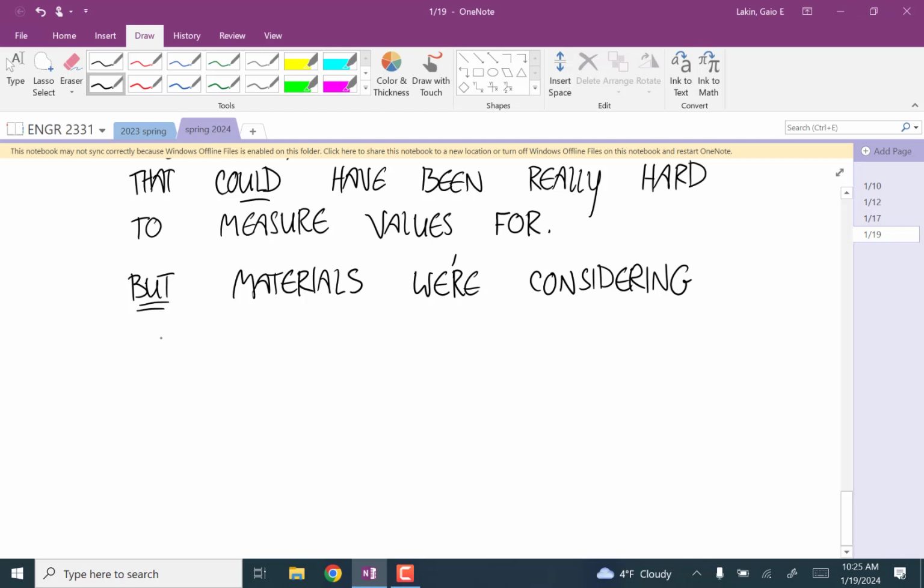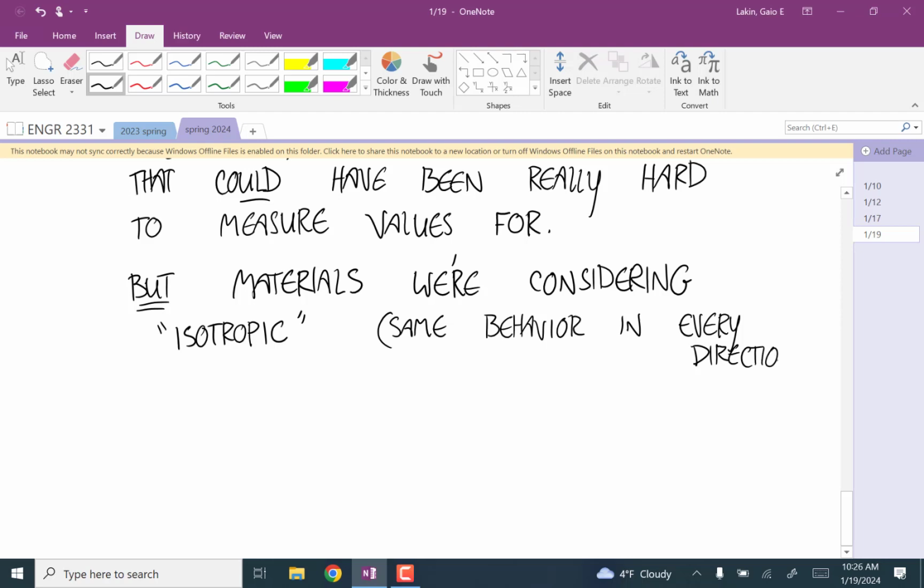The materials we're considering are what's called isotropic. That means they have the same behavior in every direction. The 36 values of this matrix are completely dependent on two parameters, and those two parameters are really easy to measure for a material. It's kind of amazing, you know?